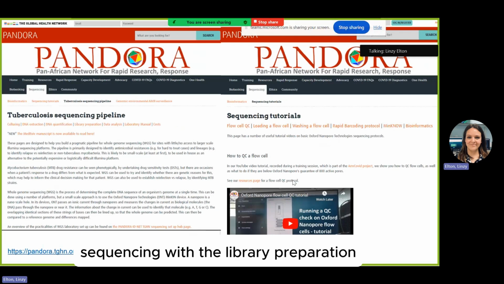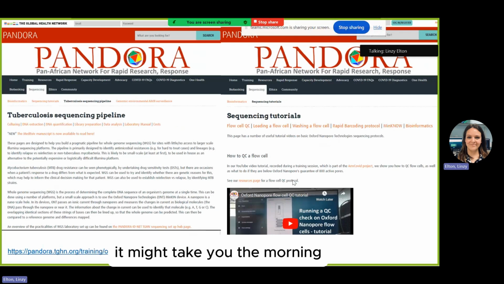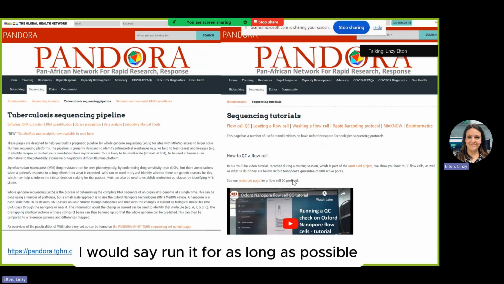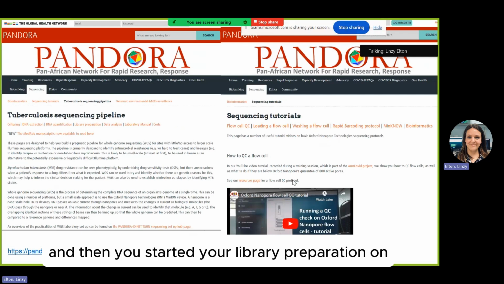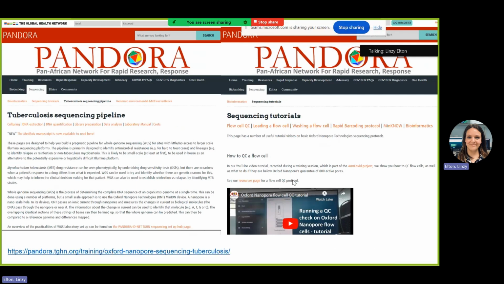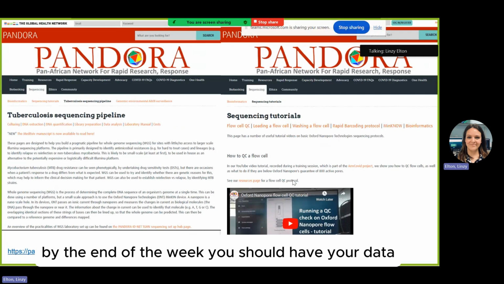Sequencing with the library preparation might take you the morning, and then you can run that sequencing, I would say for as long as possible, so 72 hours. So if you were extracting on Monday and then started your library preparation on Tuesday, by the end of the week you should have your data.